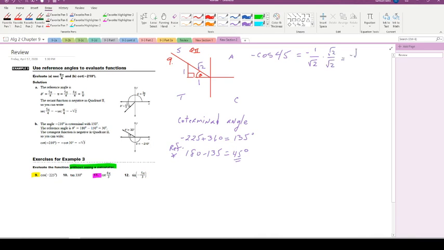And I have negative the square root of 2 over 2. There's my answer for the cosine. And that's the one for the cosine. So now I need to do the next thing. Now I need to do number 11.